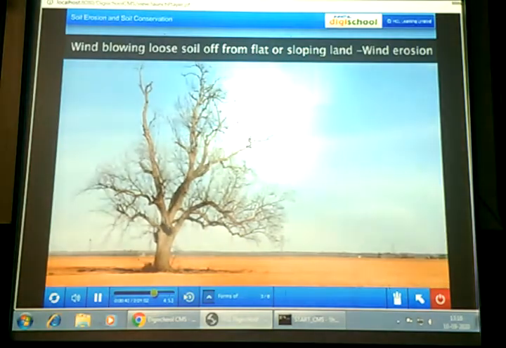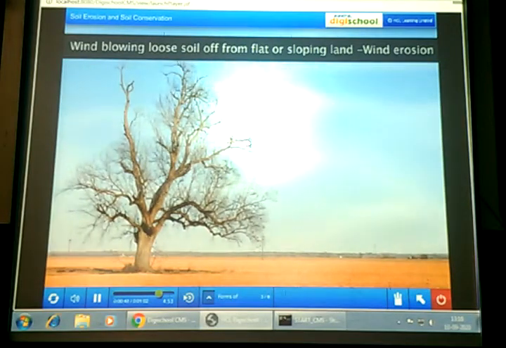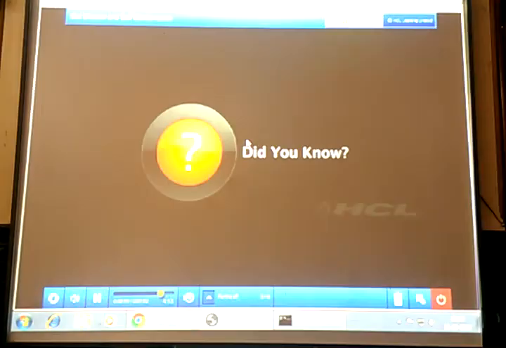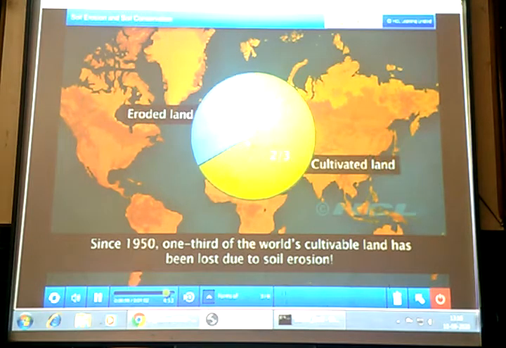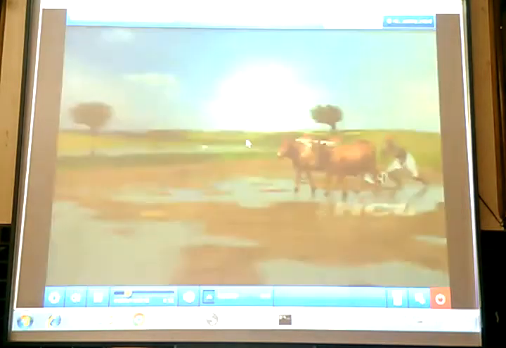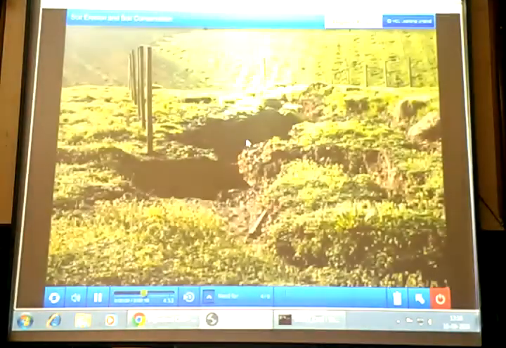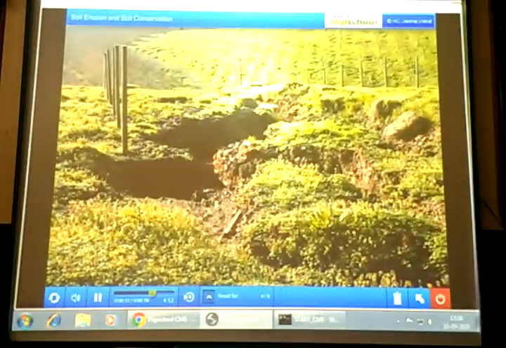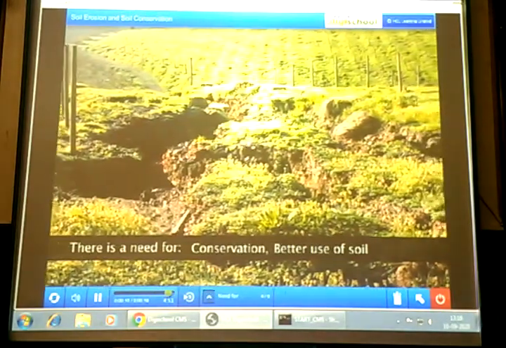When wind blows loose soil off from flat or sloping land, it is called wind erosion. Did you know that since 1950, 1/3 of the world's cultivable land has been lost due to soil erosion? Agriculture is the backbone of our economy. Soil erosion directly affects agriculture. Therefore, conservation and better use of soil becomes extremely important.